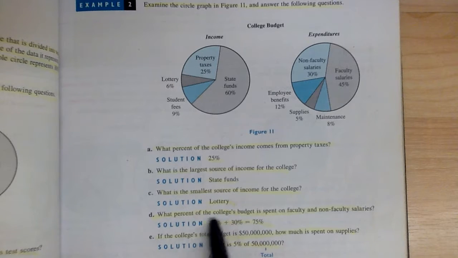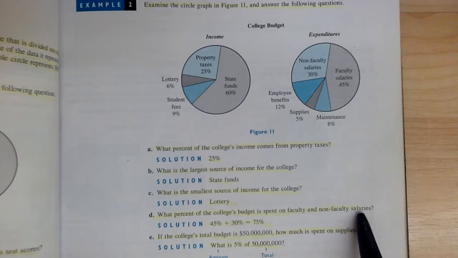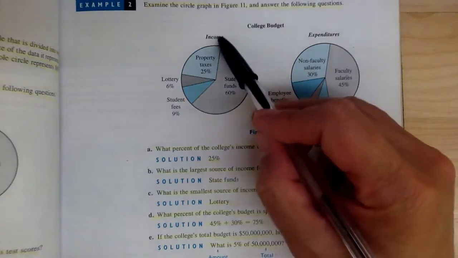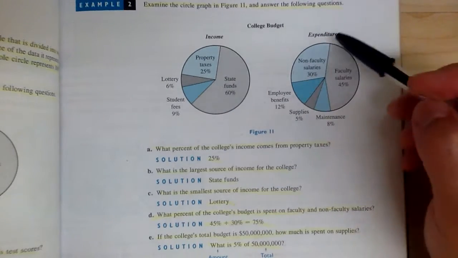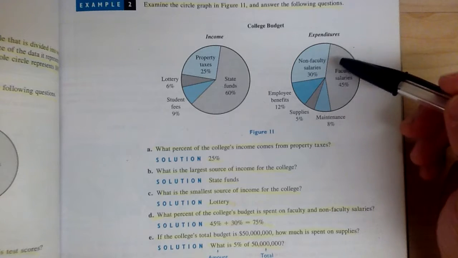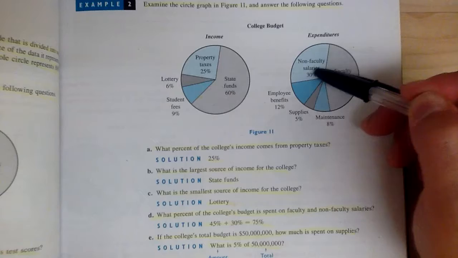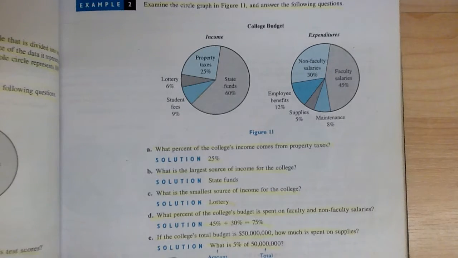D, what percent of the college budget is spent on faculty and non-faculty salaries? Now this is spending, right? Spending is this graph over here. This is income, money coming in. This is money going out, right? And so you're looking for faculty and non-faculty salaries. It's over here, so it'll be 30 and 45. So the answer is 75%. Now you go to E.